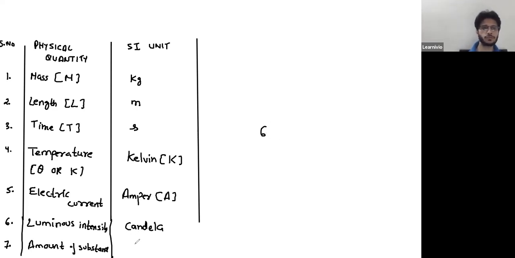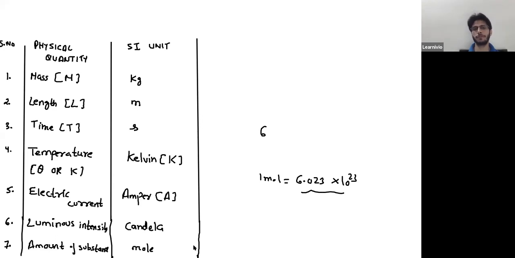Amount of substance we measure in mole. So 1 mole simply means 6.023 into 10 raised to the power 23. If I say 1 mole pen, it means this many pens. If I say 1 mole atom, it means 6.023 into 10 raised to power 23. Just like a dozen means 12. So this is the standard quantity, amount of substance, which we measure in mole.